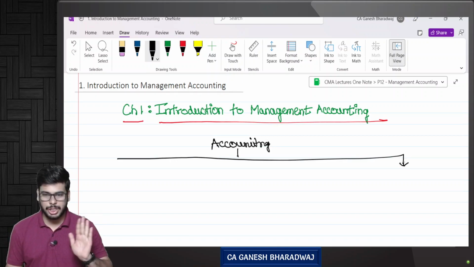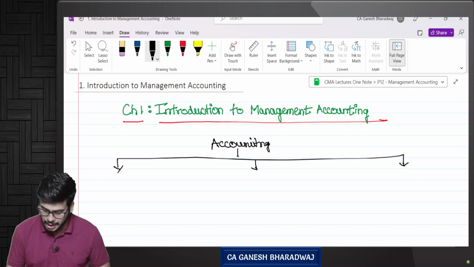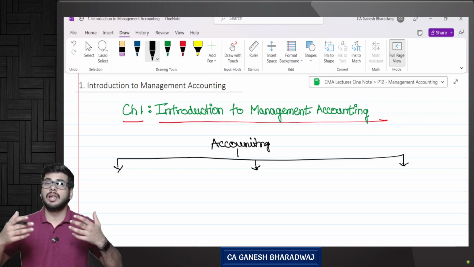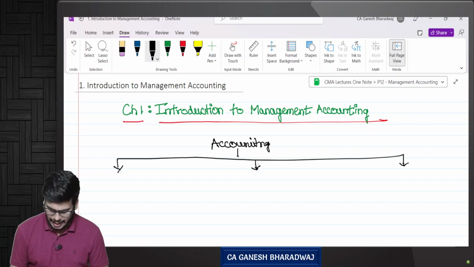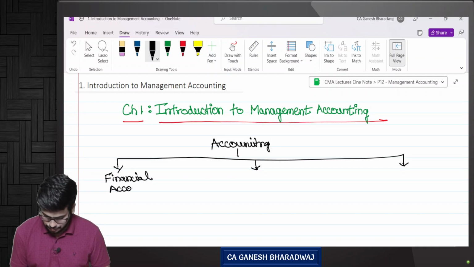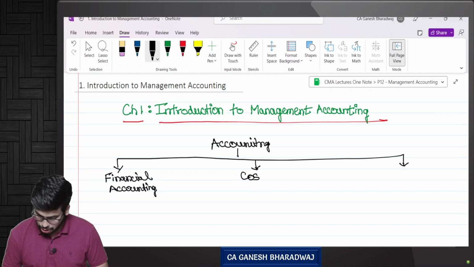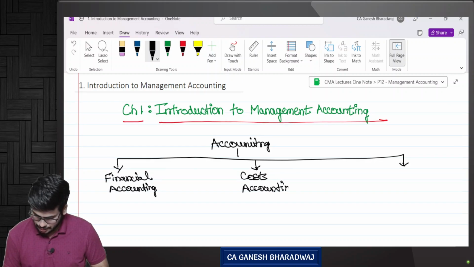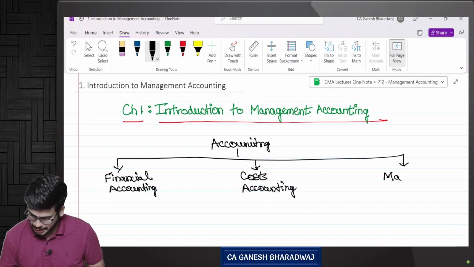So accounting is not just financial accounting. Accounting broadly has three classifications or three branches, three disciplines. They call them disciplines of accounting. Disciplines means multiple lines, multiple streams of accounting are there. Of course, the one is financial accounting. Then you have something called cost accounting. And then you have something called management accounting.